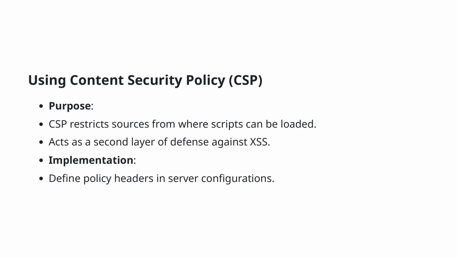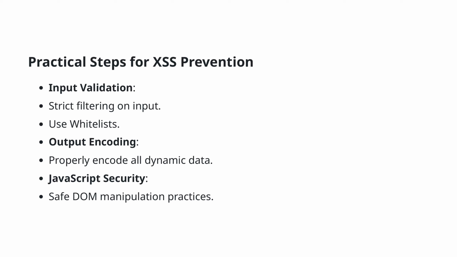Now, let's focus on using Content Security Policy, or CSP, as an additional measure to protect against cross-site scripting attacks. CSP plays a fundamental role by limiting the sources from which scripts can be executed on your website. This functions as an extra layer of security beyond basic encoding and escaping techniques. For implementation, you would define CSP headers in your server's configuration. By specifying allowed sources for scripts, styles, images, and other resources, CSP helps prevent unauthorized code from executing, further safeguarding your application.